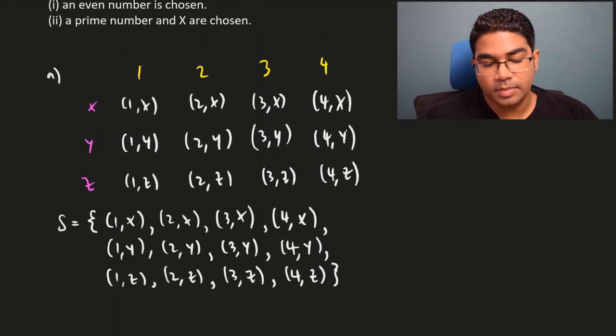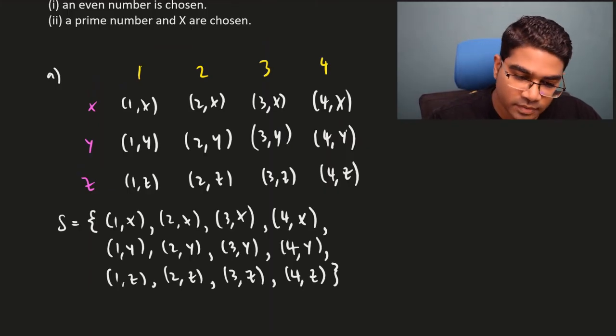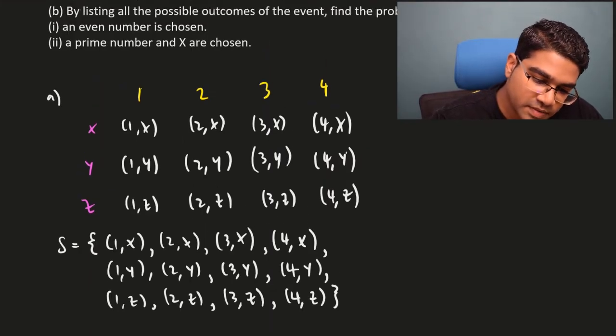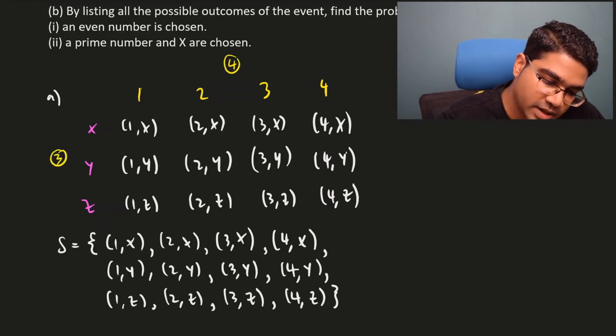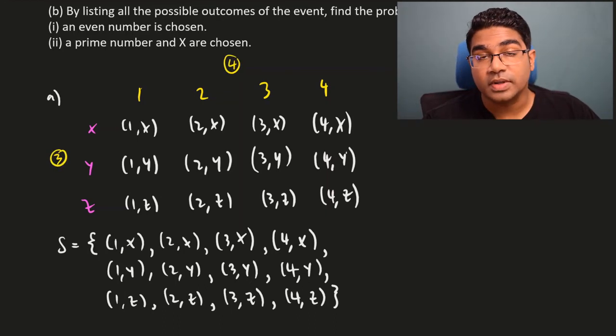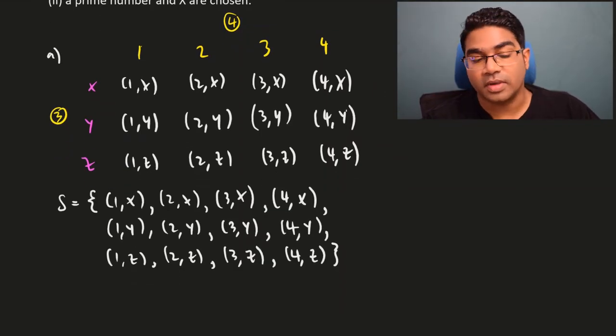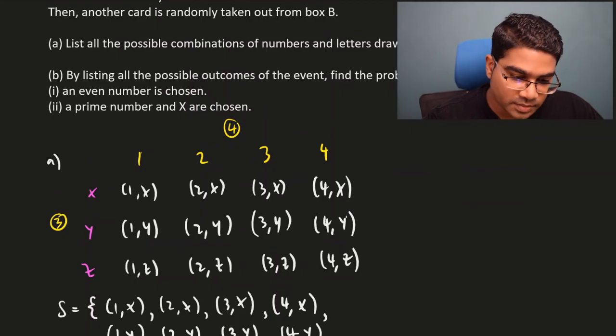Now again, another way to check how many outcomes you should have: look at the number of outcomes in the first event. We have 4 outcomes in the first event and we have 3 outcomes in the second event. The total number of outcomes of the combined event should be 4 times 3, which is 12, which is what we have here. Now let's answer the next question.